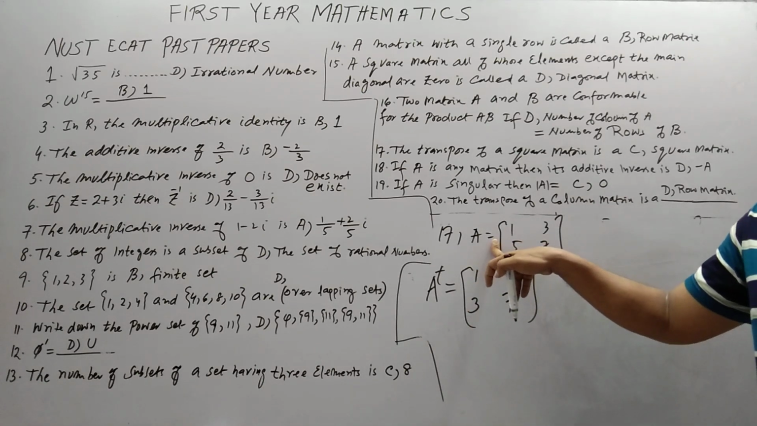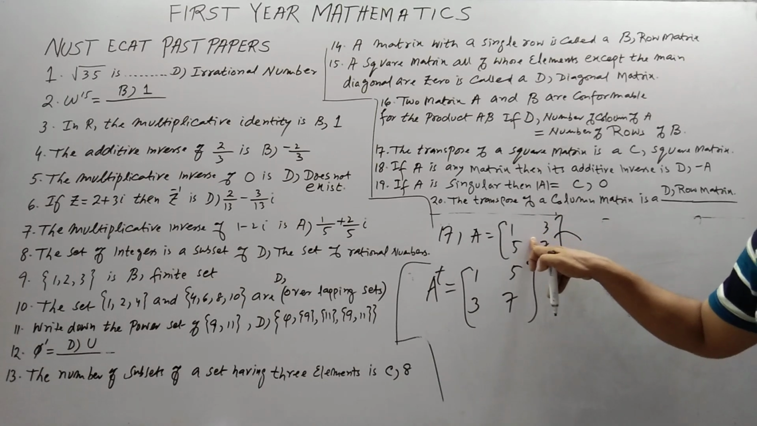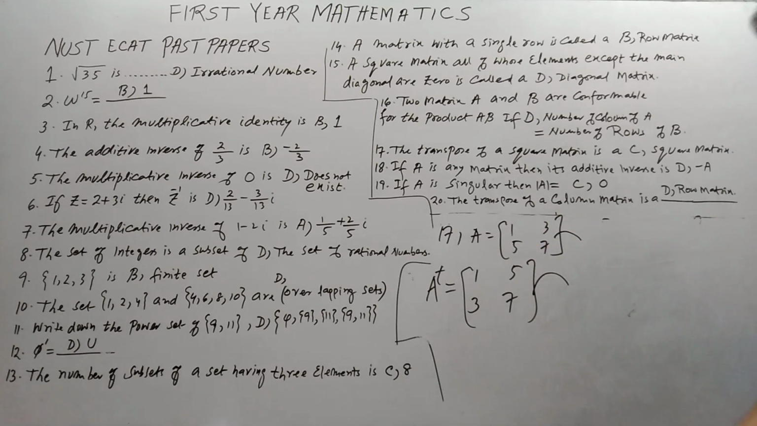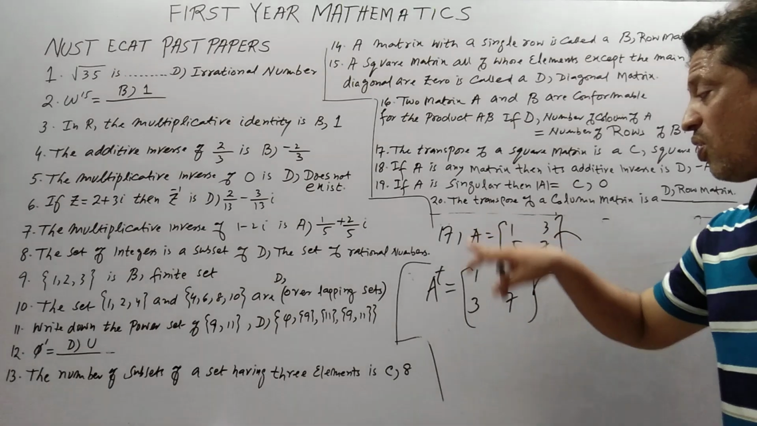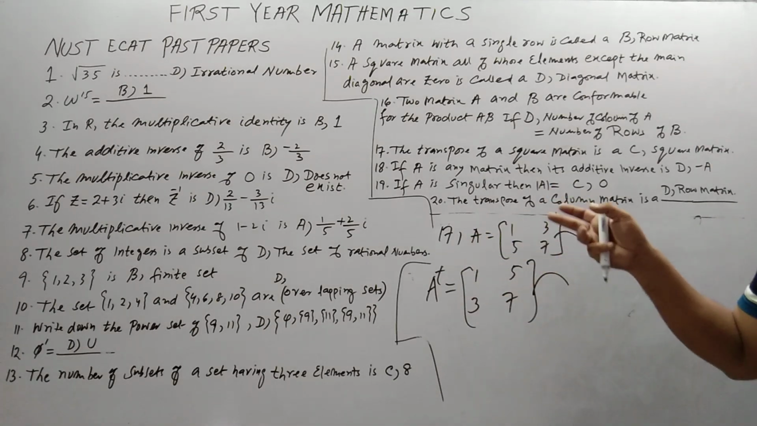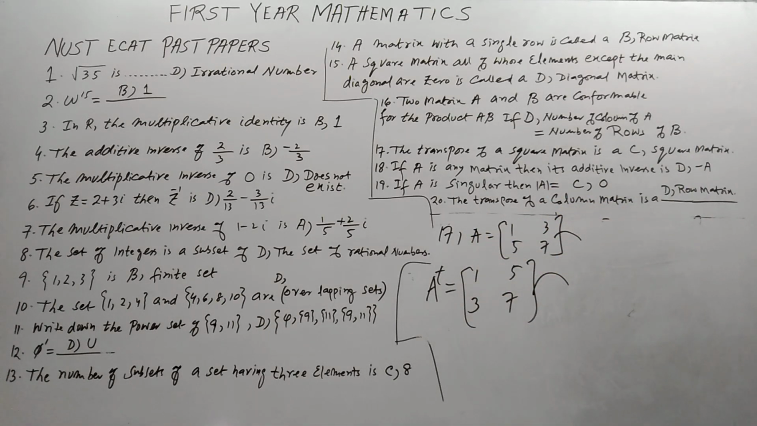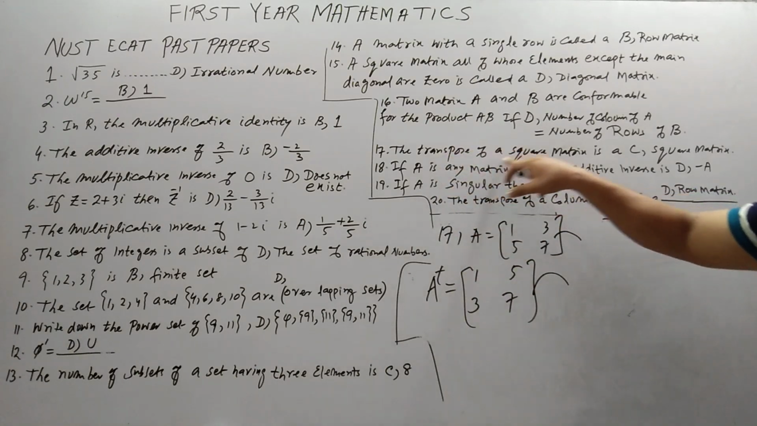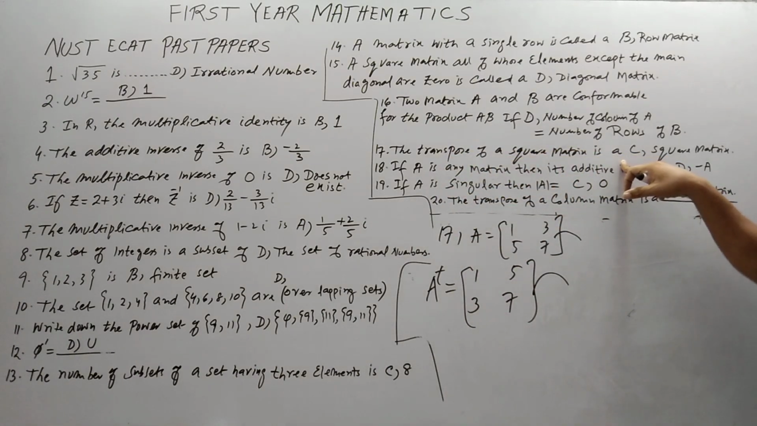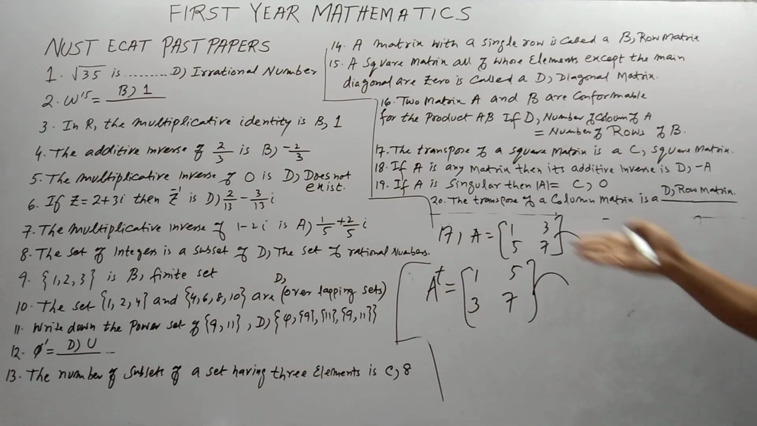Is this a square matrix? Yes, 2 rows and 2 columns. Therefore, we can say that the transpose of a square matrix is also a square matrix. The correct option is C, square matrix. You can see in the example.